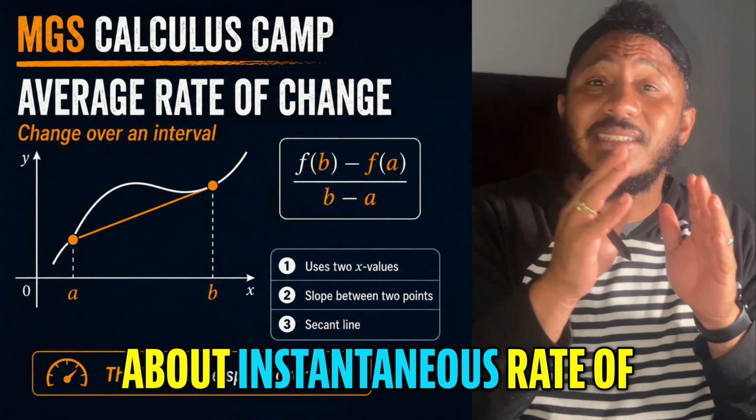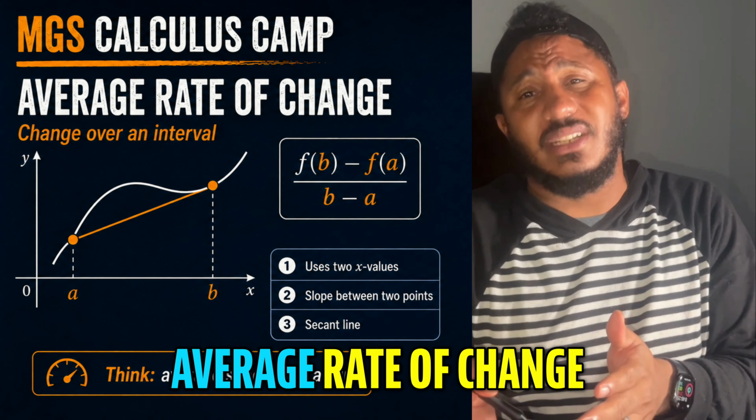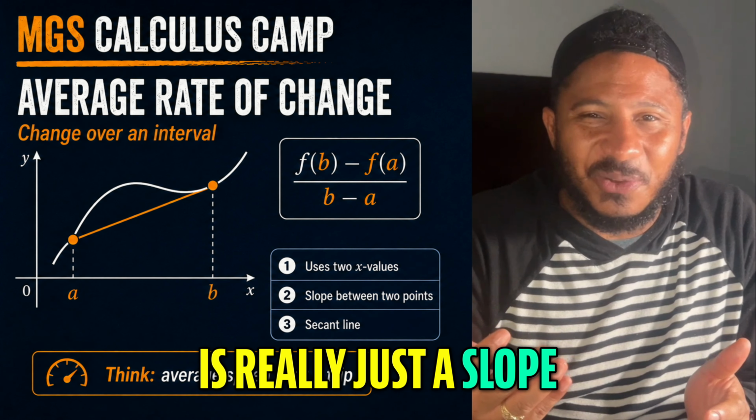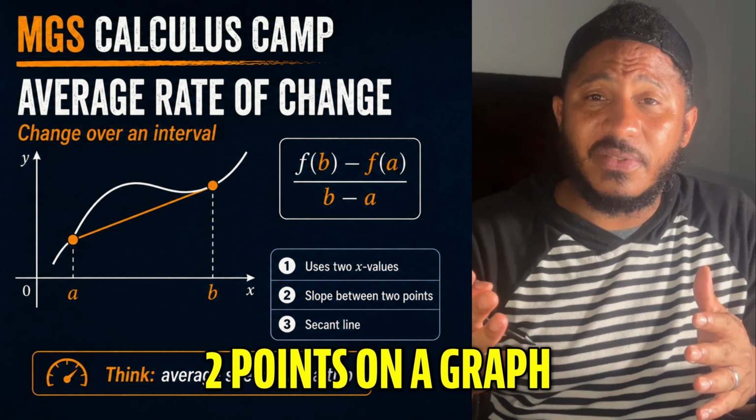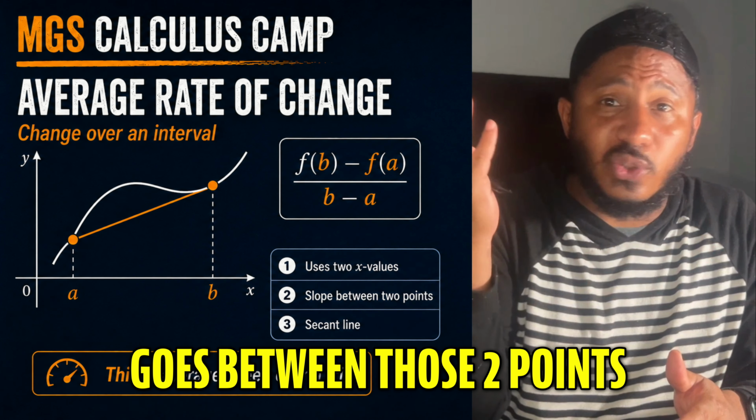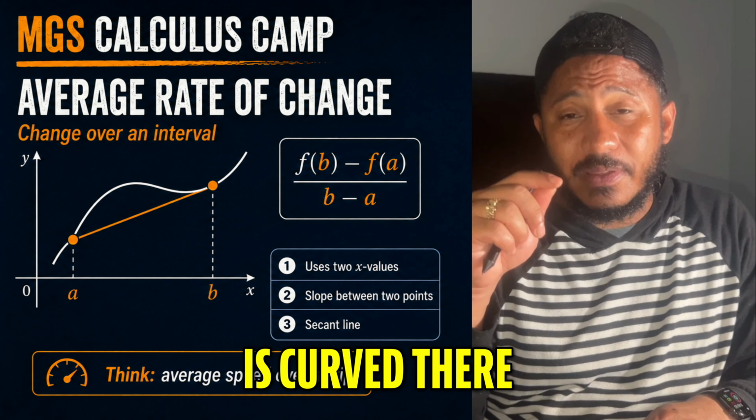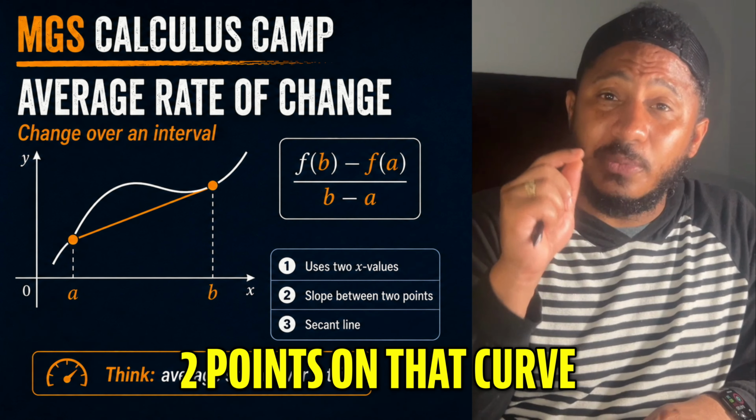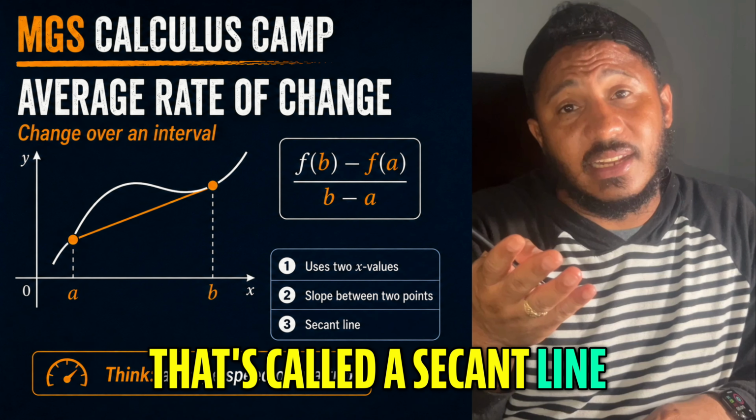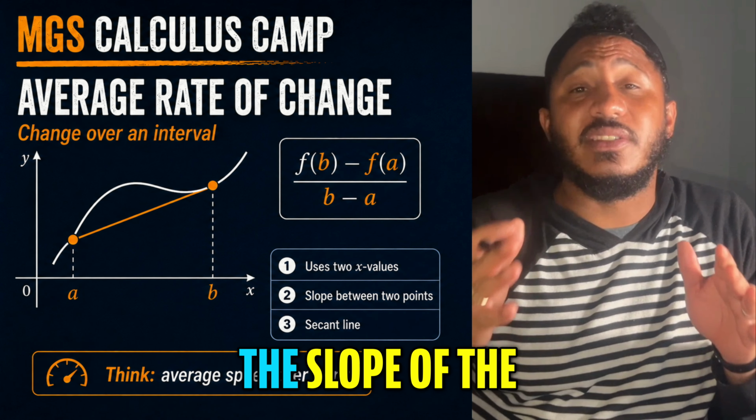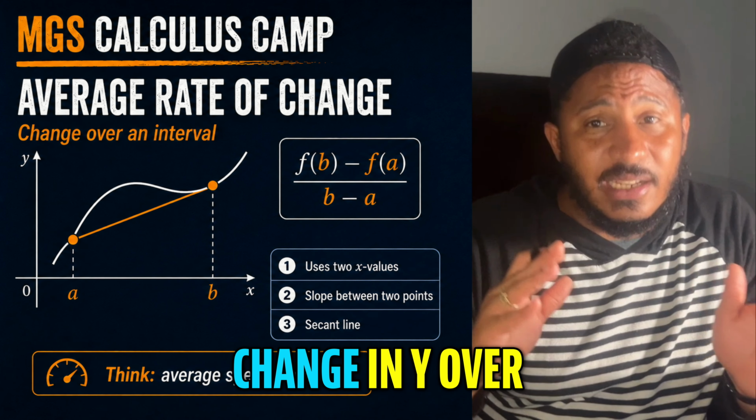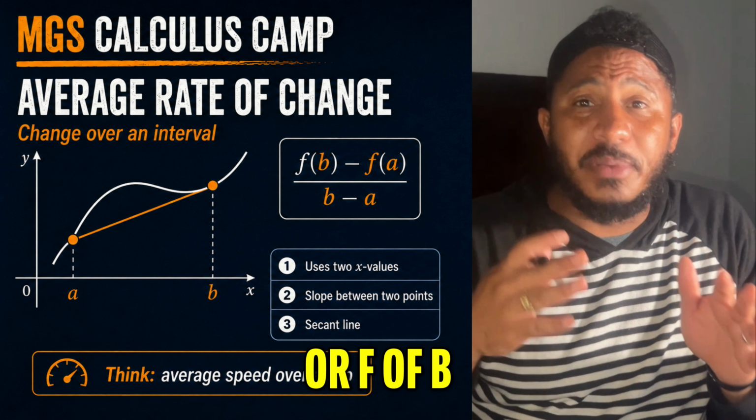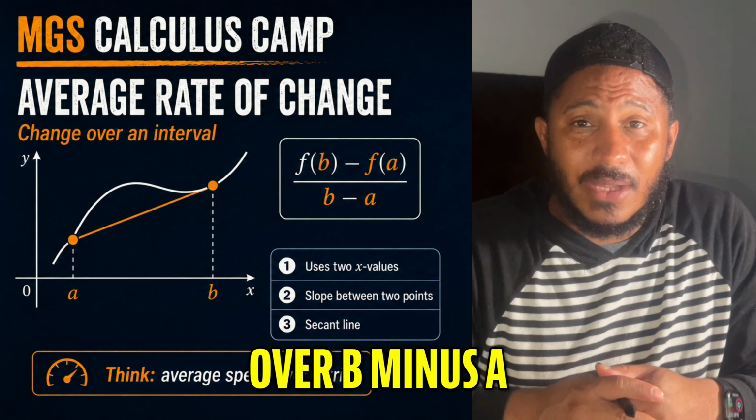So before we talk about instantaneous rate of change, let's talk about the average rate of change. Average rate of change is really just a slope. That's all it is. It's the change in y over the change in x. So if we have 2 points on the graph, we just find a slope, the line that goes between those 2 points. Now, if that function is curved there, then the line connecting the 2 points on that curve, that's called a secant line. So the average rate of change is really the slope of the secant line, okay? But the formula is the same. Change in y over the change in x, or f of b minus f of a over b minus a. Again, that's just a slope.